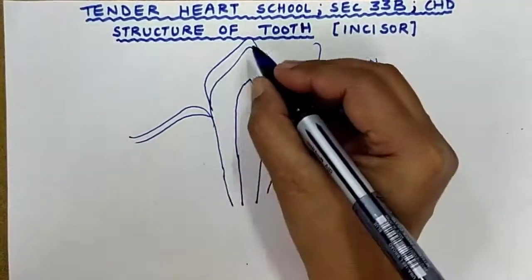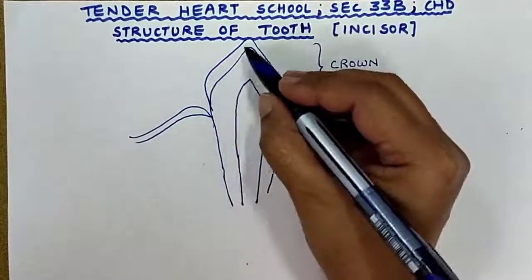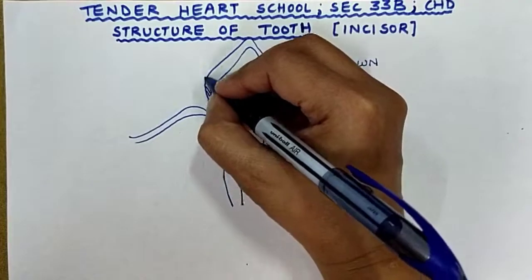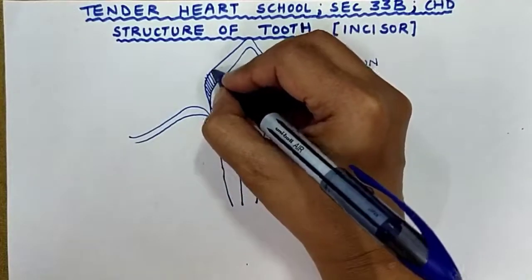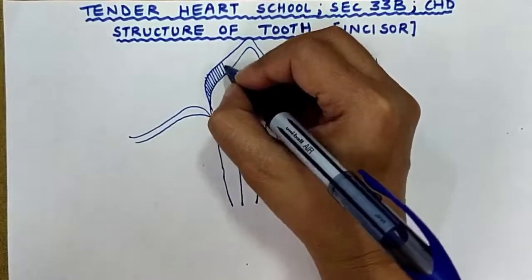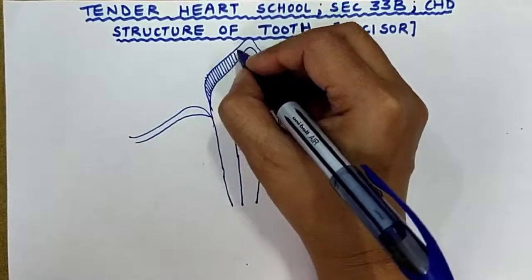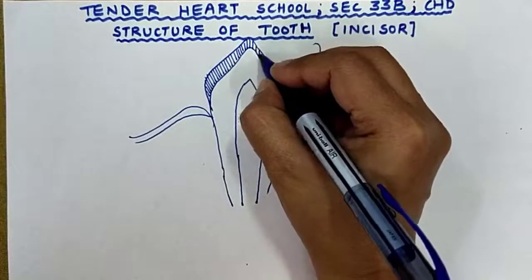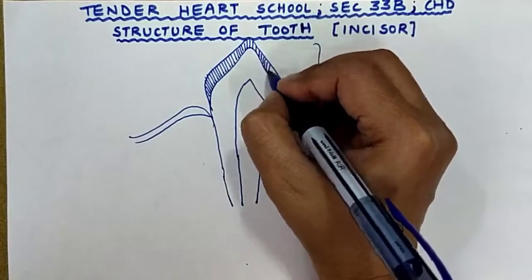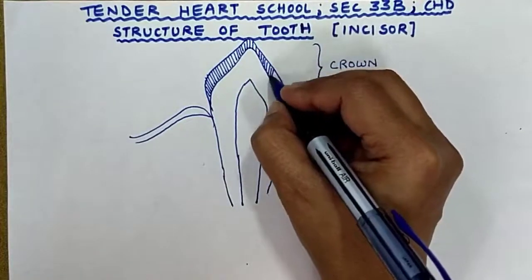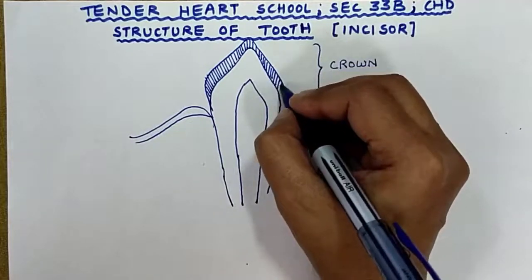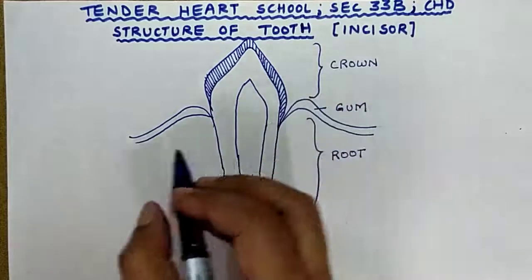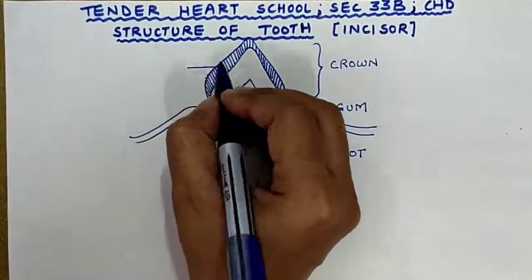Now the crown is covered by a protective layer which is called the enamel. Enamel is protecting the tooth and it is the hardest substance in our body. Harder than the bone, is tooth enamel. Tooth enamel is a layer which is giving protection to the tooth. So this is enamel.